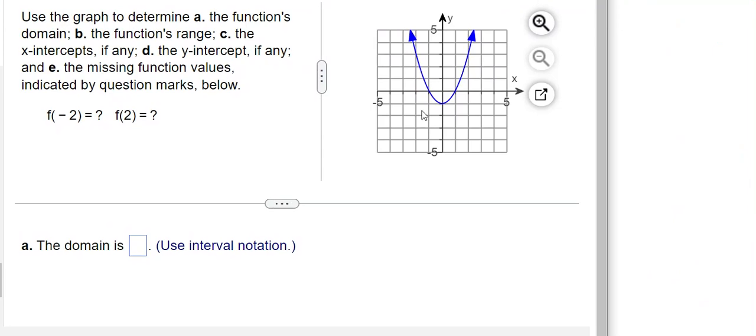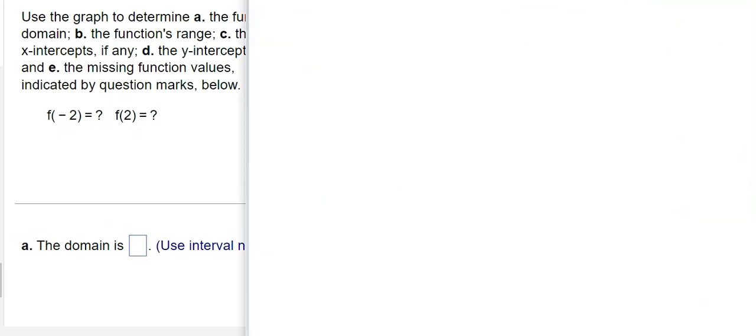Use the graph to determine A, the function's domain. That's all the possible x's. B, the function's range. That's all the possible y's. C, the x-intercepts. That's where it crosses the x-axis, if any. D, the y-intercept, if any. And E, the missing function values below. So we're going to use interval notation on this, so let's talk about that for just a minute.